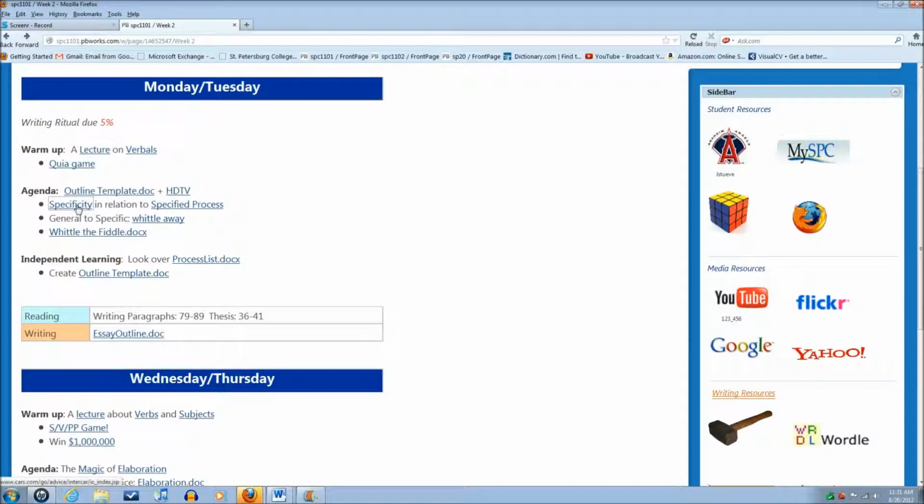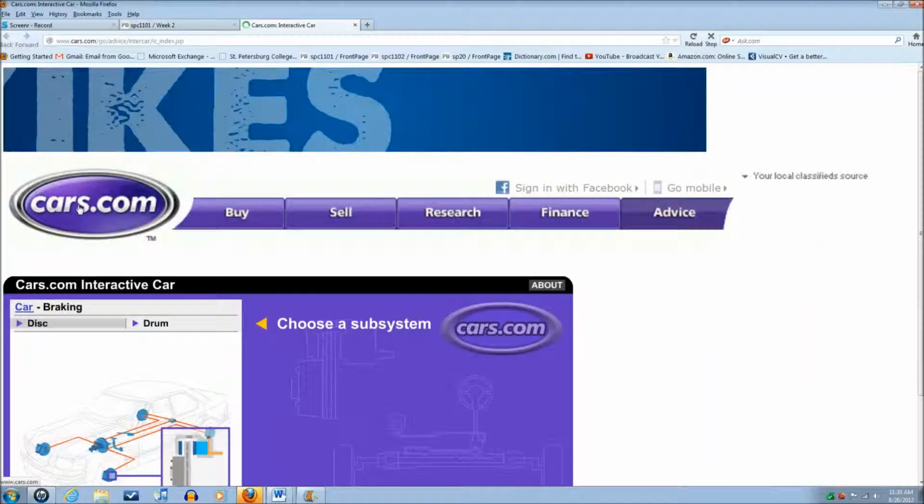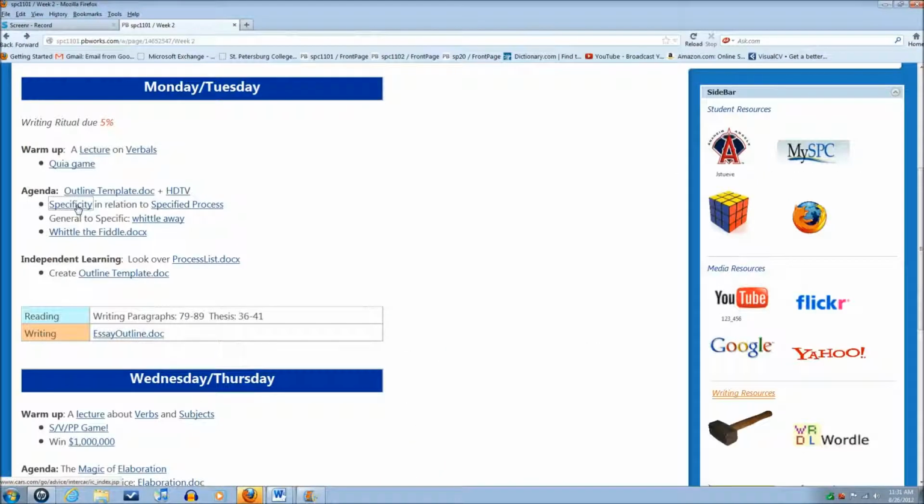This is just going to show you a diagram of a car. You cannot write an essay on how to fix a car. You have to be more narrow than that. The specificity, you could write an essay on how to change the brakes, but again, we're only looking for the 2 most important parts. So what are the 2 most critical steps in changing the brakes?